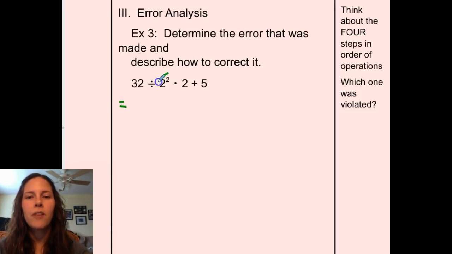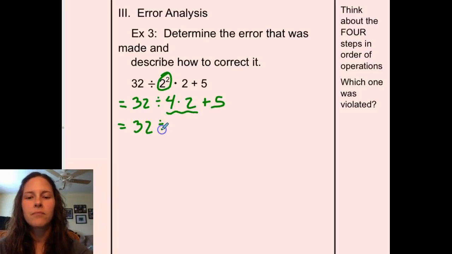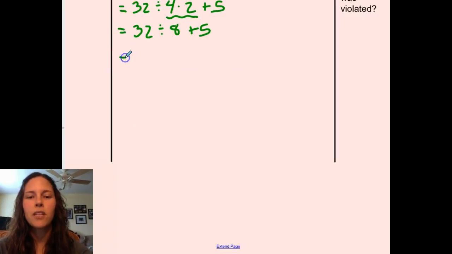Starting off, we have powers, so I will do 2 squared, which is 4. Next, I need to multiply. 4 times 2 is 8. After multiplication comes division. 32 divided by 8 is 4. And finally, I will add my 4 plus 5.